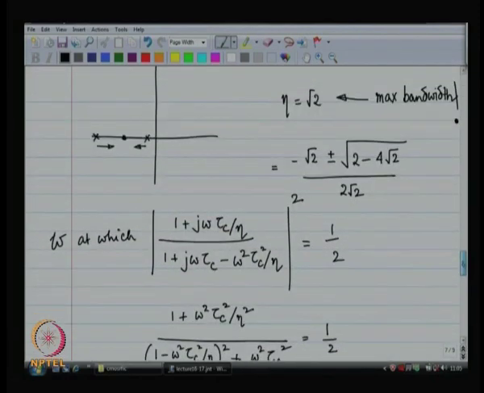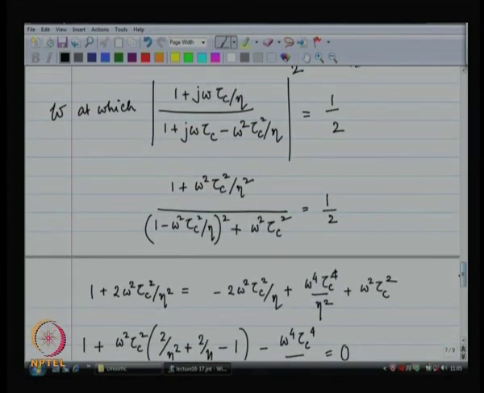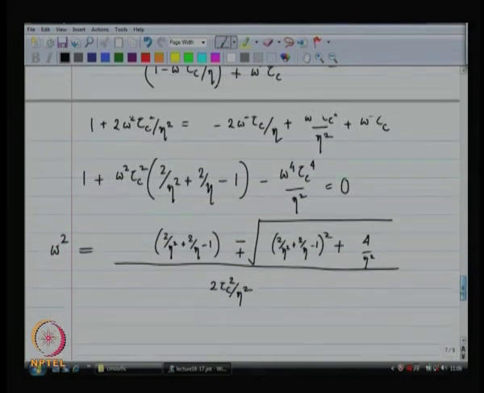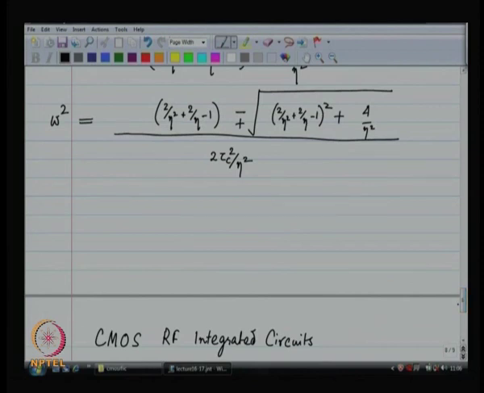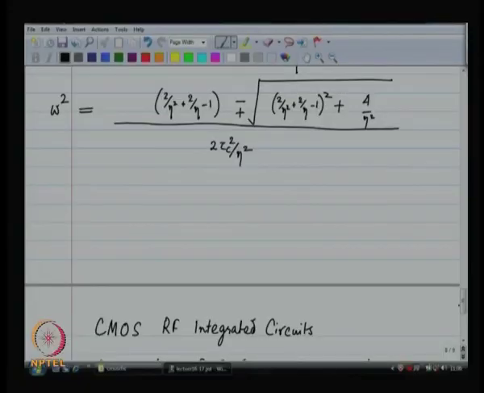So, we came up with the rule for bandwidth. The rule for bandwidth is omega at which magnitude squared is equal to half of the magnitude squared at DC, right. So, just remember that, and then we tried to solve for omega. Instead, we ended up solving for omega squared, and we found that omega squared has two roots given by the above two.